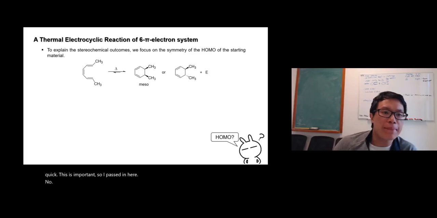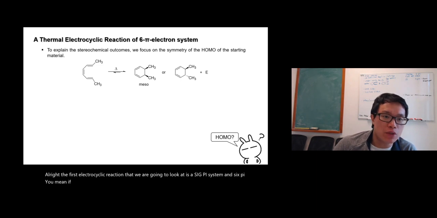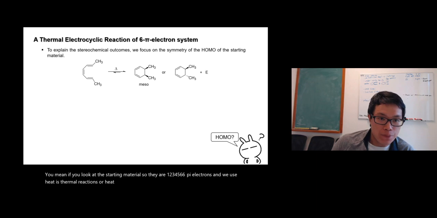All right, the first electrocyclic reaction that we're going to look at is a 6-pi system. And 6-pi, you mean if you look at the starting material, there are 1, 2, 3, 4, 5, 6 pi electrons. And we use heat. This is a thermal reaction, so just heat, no light yet. Okay. All right, let's read right here. So I wrote it right here.